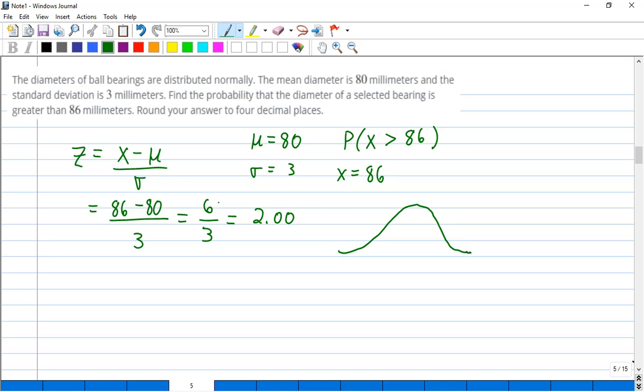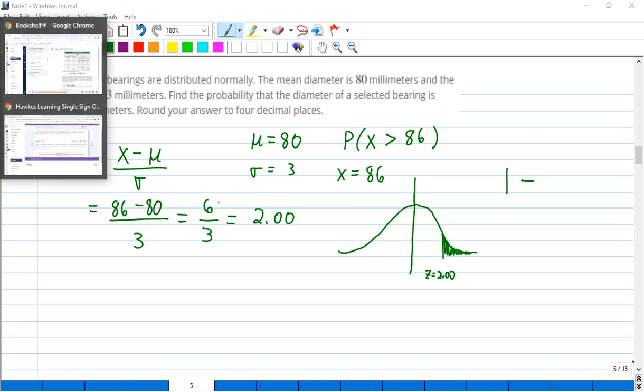So we're going to find an area, and that area is going to correspond to a probability. If I had to guess, I would say a z-score of 2.00 is probably about right here. So this is where z would equal 2.00. Since this was a probability talking about greater than, we want the area to the right. So all we have to do is look at our table, and it'll give us the area to the left, and we're going to say 1 minus what it gives us. All right, so let's go to our table.